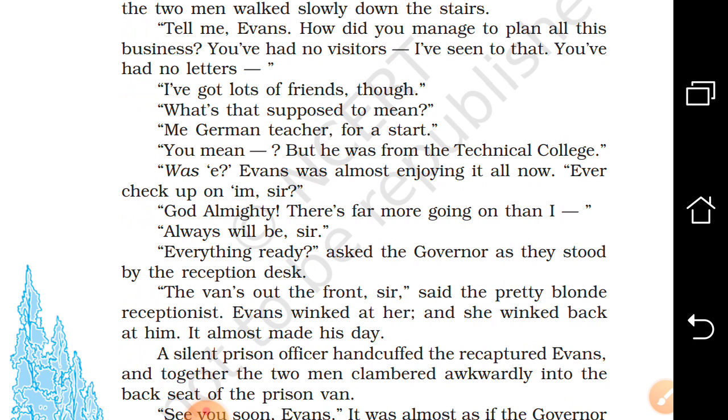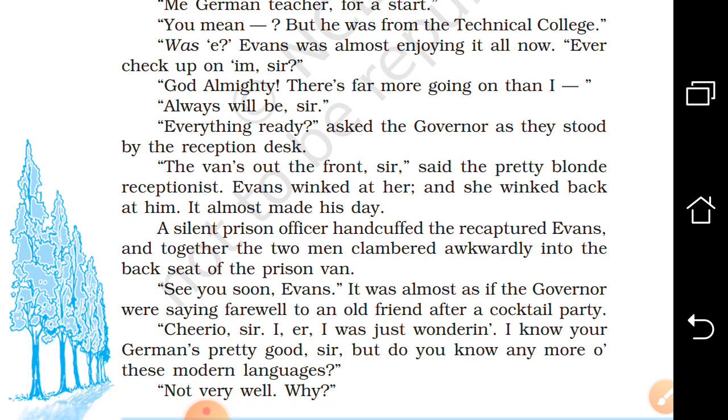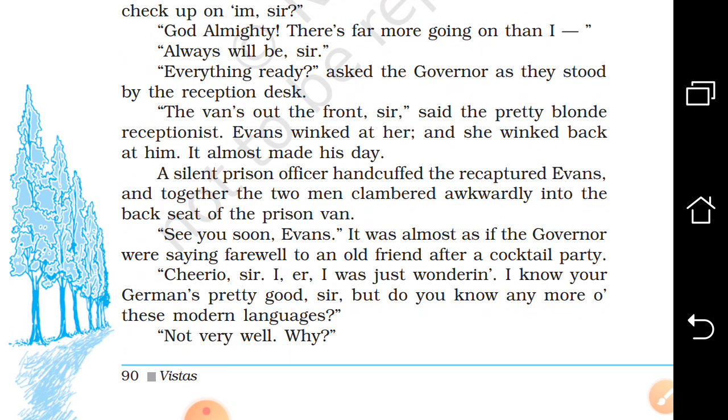Everything ready, asked the governor as they stood by the reception desk. The van's out the front, sir, said the pretty blonde receptionist. The blonde receptionist girl, that light colored hair girl, said the van is ready. You know this van and the people? Once there was a call from the magistrate asking for a prison van and two personnel. Yes, the same. These two people are from Evans's friend side only, for your information.